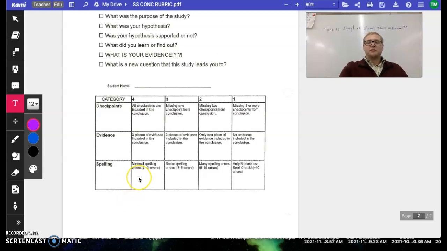So minimal spelling errors, 1 to 2 errors, you get full points. Some spelling errors, 3 to 5 errors, you get 3 points. If you have many spelling errors, 5 to 10, you get 2 points. And if you need to use spell check, you didn't spell anything correctly, it's really, really bad. It's hard to read. You get a 1 out of 4. Don't lose points on the spelling. That's the easiest category to get points in.